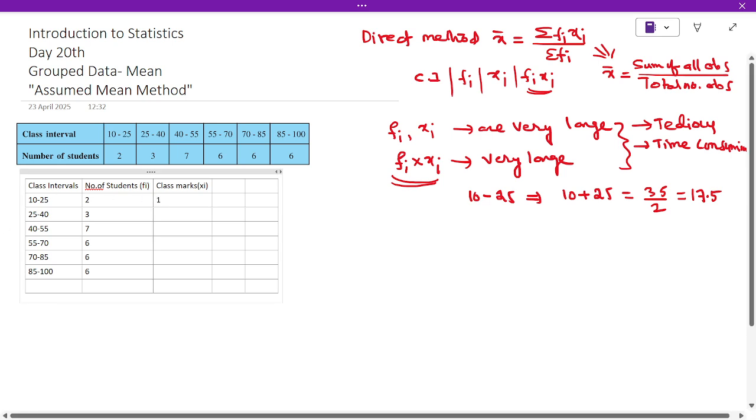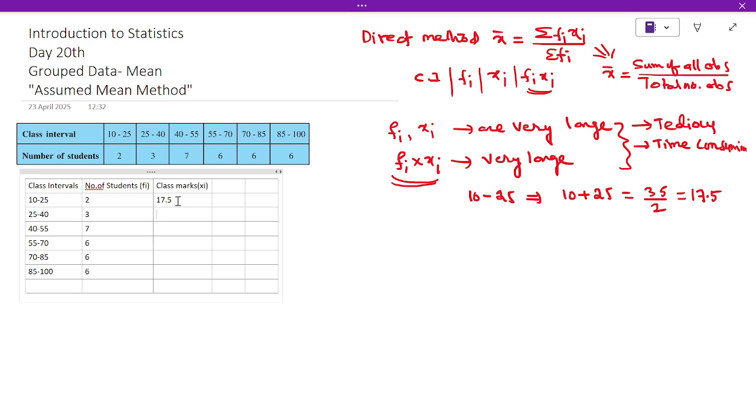So I'm writing from the previous direct method only, so 17.5, then the next will be 32.5, then we have 47.5, then 62.5. Okay, so next 77.5, and then we have 92.5, right? So this is the same, I did nothing new, right? So from here to here, it is the direct method.